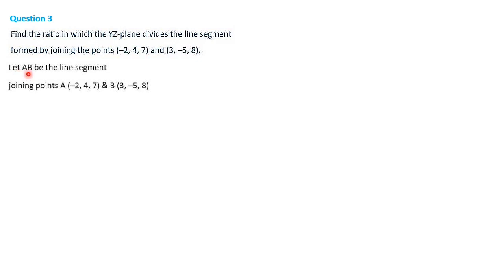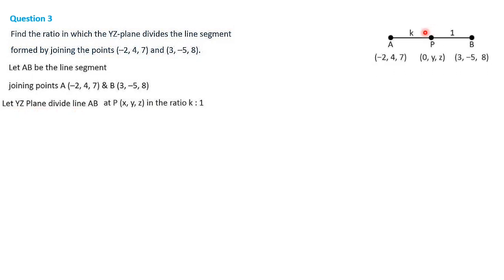So here let AB be the line segment. There are no letters available, so let's take it as A and B. Then the YZ plane divides the line AB at P(x, y, z) in the ratio k:1. This is our assumption. You can see this point P means there is a plane passing through here, that is our YZ plane.